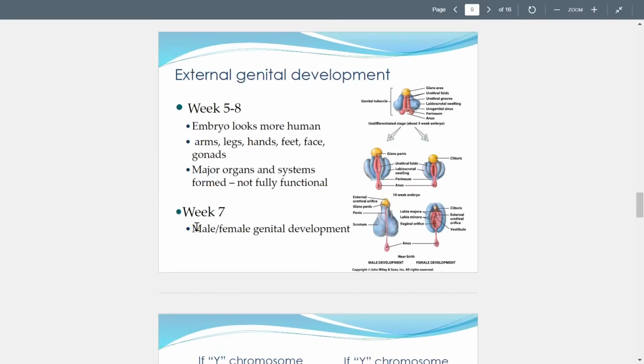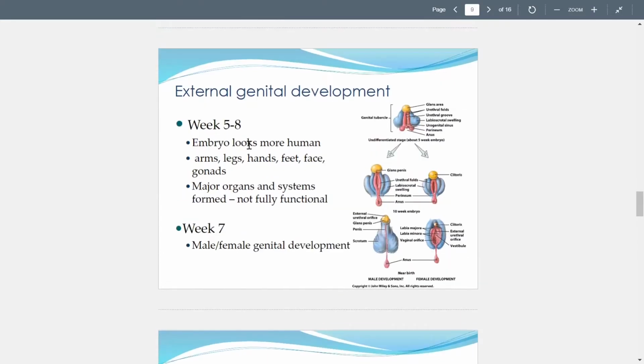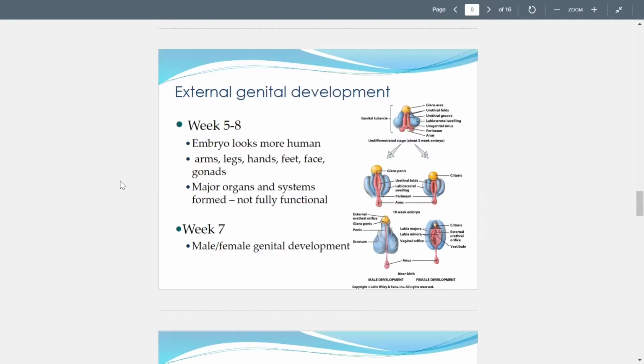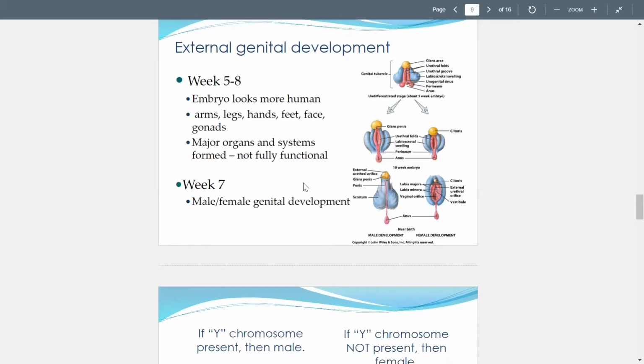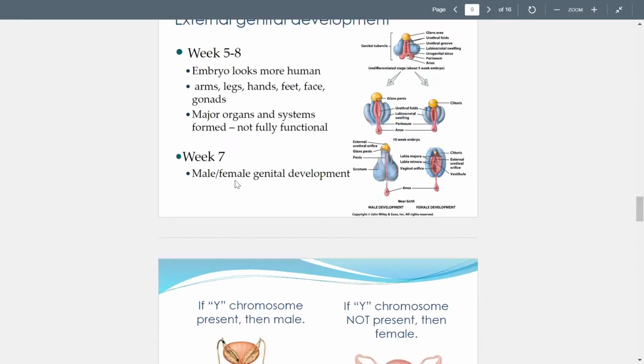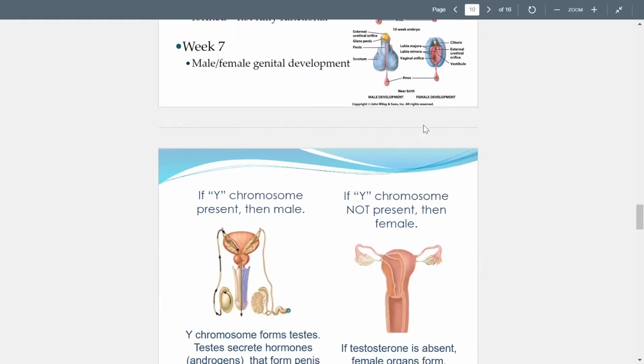Okay, and then that's still growing. The baby's still growing, but weeks 5 through 8 here just breaks it down into the weeks. Just know that in weeks 5 through 8, the embryo looks more like a human, and arms, legs, hands, and feet grow. And then in week 7, male and female genitals develop.